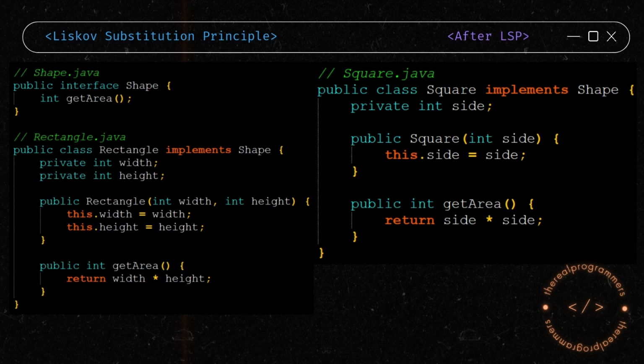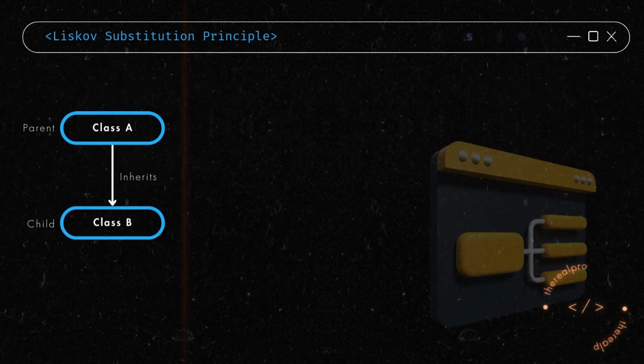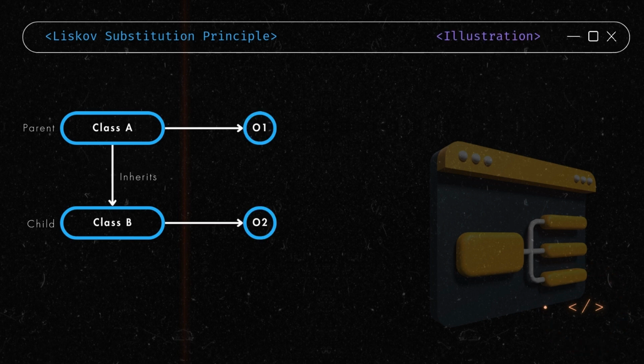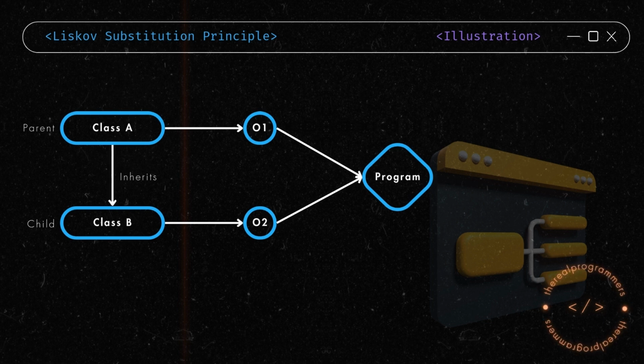The Liskov substitution principle is perhaps the most difficult to understand out of the 5 SOLID principles. So let's understand this with the help of a simple illustration. Suppose we have two classes, class A and class B. Class B inherits class A, and we have an object O1 of class A and object O2 of class B. And we also have a program which accepts the object of these classes. So, according to the Liskov substitution principle, when O1 or O2, any of these objects, is given to the program, then the program should give exactly the same output.